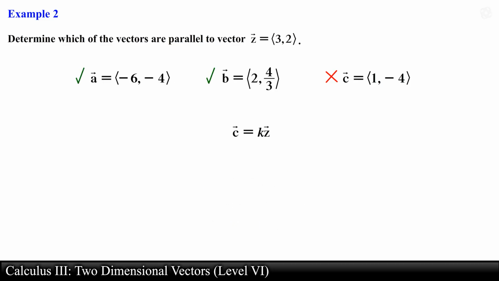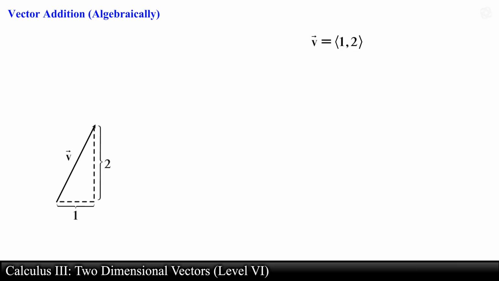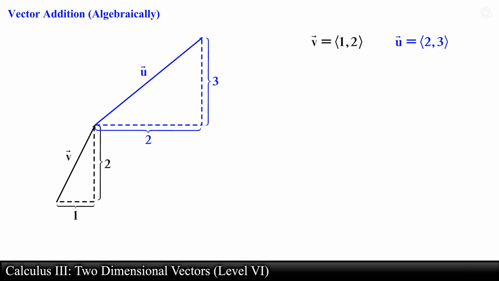We now know how to multiply a vector by a scalar algebraically. We will now learn how to add and subtract vectors algebraically. Say we have two vectors, vector v with an x component of 1 and a y component of 2, and vector u with an x component of 2 and a y component of 3. We want to find the components of the resultant vector formed by the sum of vector v and vector u.